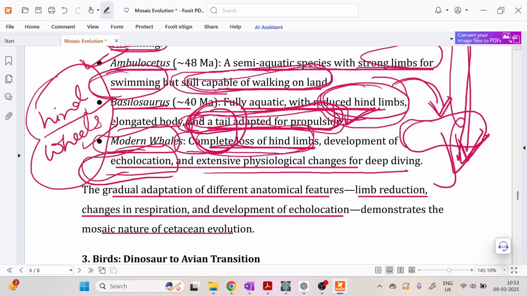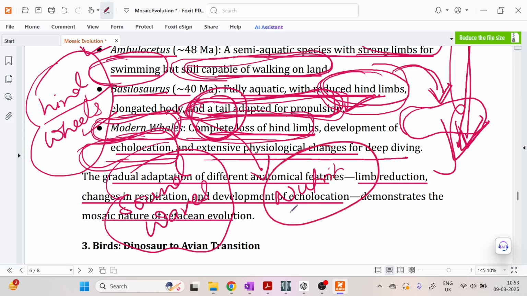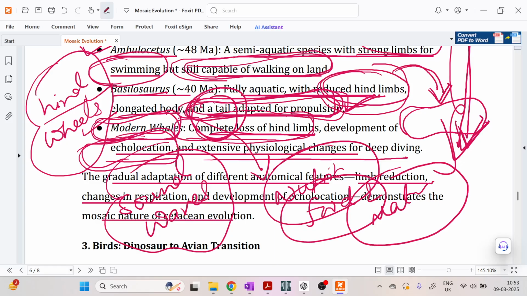Then echolocation was developed. Echolocation means that modern whales use sound waves to detect their prey, because the bodily needs, whether in a terrestrial, aerial or aquatic atmosphere, are similar. The first one is nutrition. Nutrition means food. So for food and mating, you need a medium by which you can distinguish and detect them.